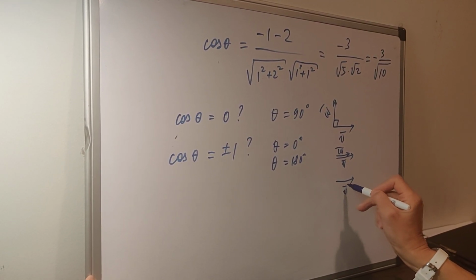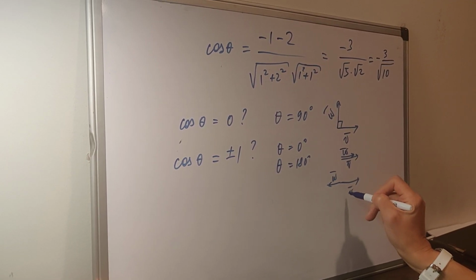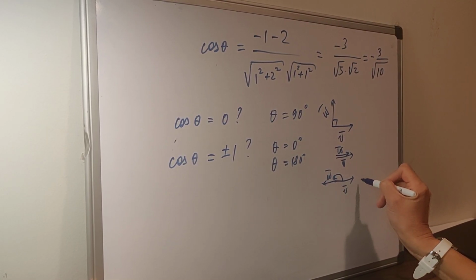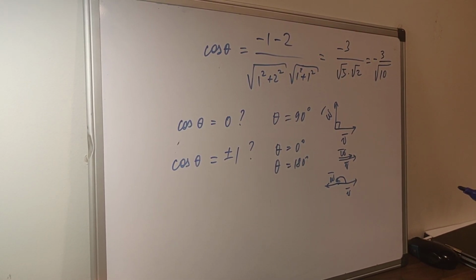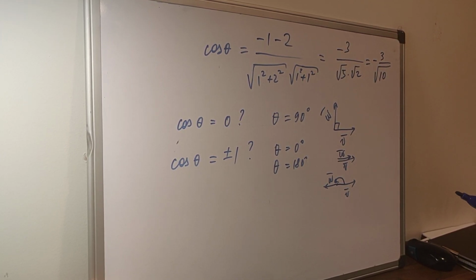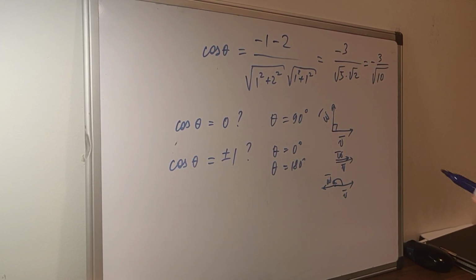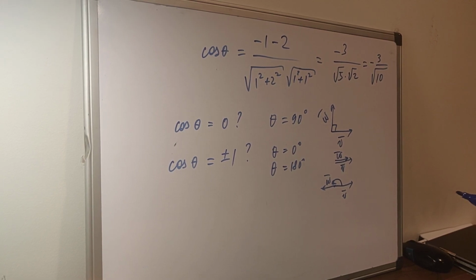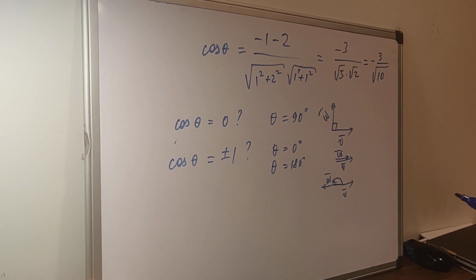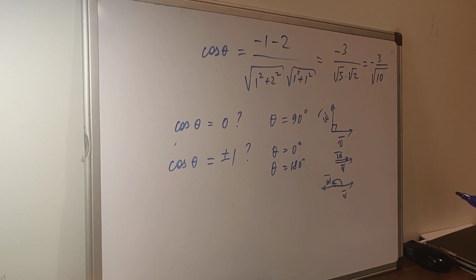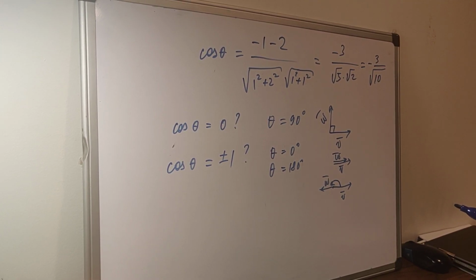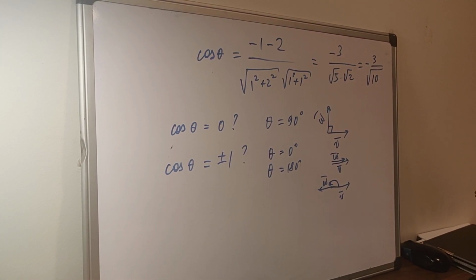At 180, they're kind of anti-parallel. So one vector goes this direction, one vector goes that direction. You see that finding cosine can tell us how the vectors are looking in space relative to each other. Perpendicular vectors are going to give you cosine equals 0, and parallel vectors either 1 or -1.